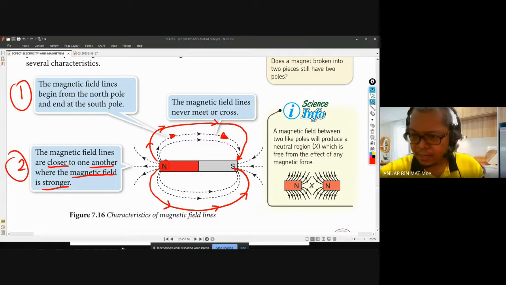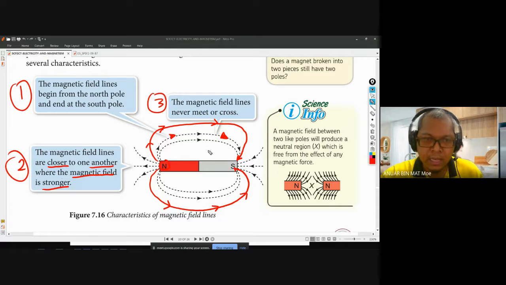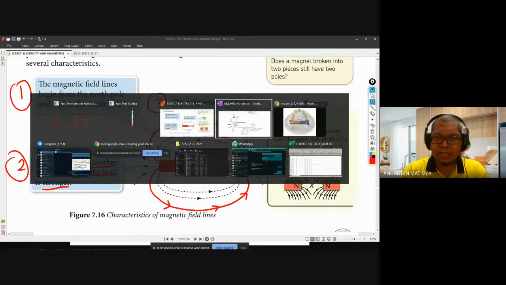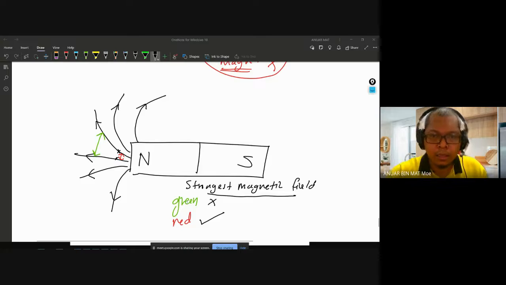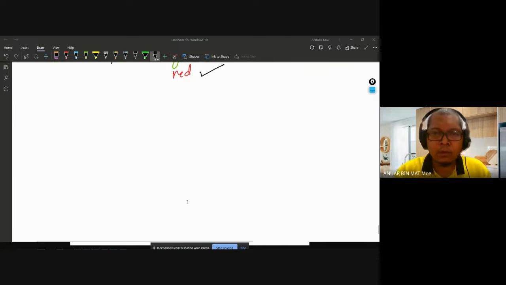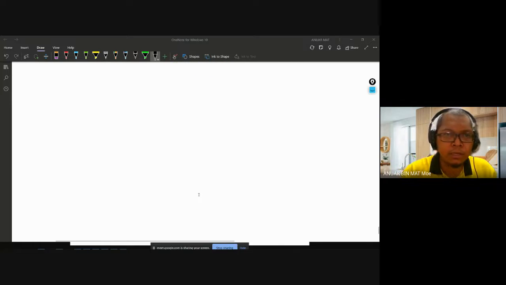And number 3: the magnetic field lines never meet or cross. What does it mean to meet or cross? For example, here, if I have another one, I will draw you another one.